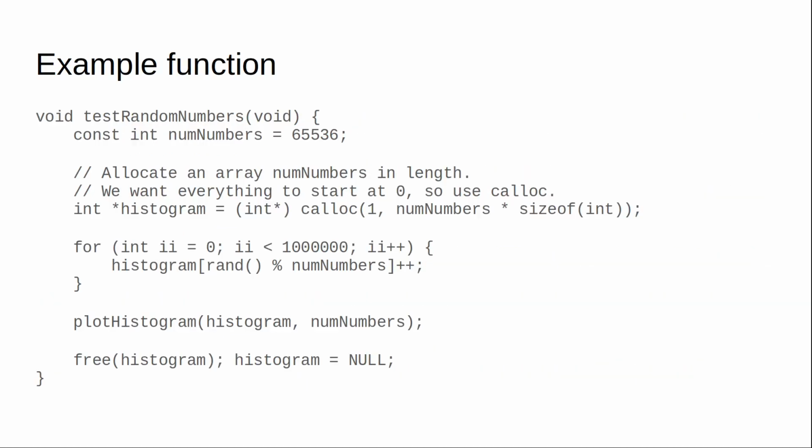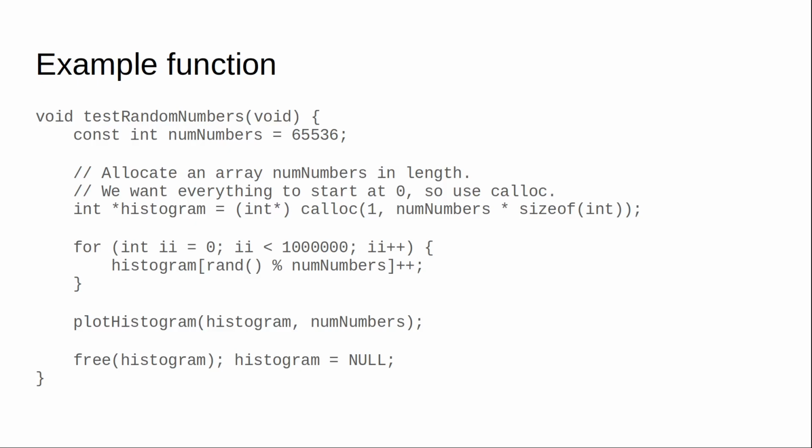All right, let's talk about an example. So here we're going to test random numbers by plotting a histogram. This is just an example. The plot histogram function doesn't really exist, but let's just look at how we would do this. So we're going to declare that we're going to have 64K, or 65,536 numbers. So our number of numbers is equal to that.